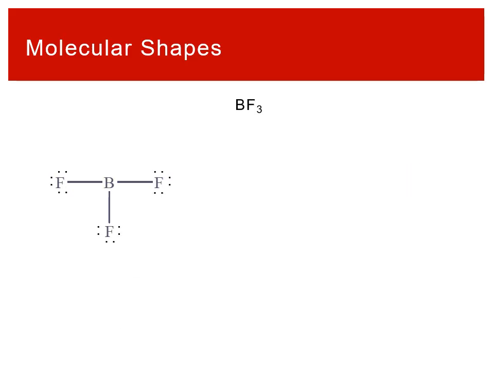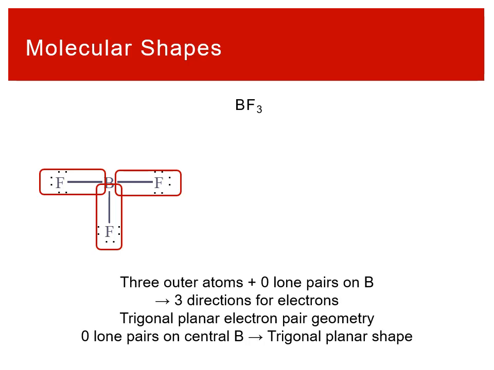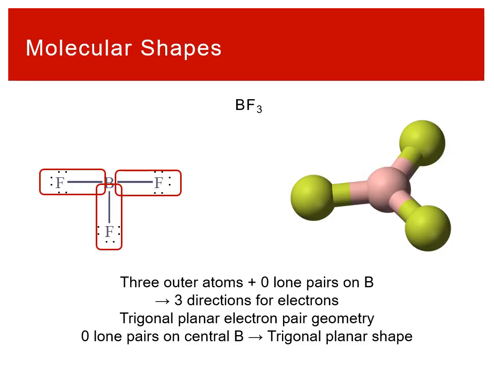Boron trifluoride. That boron only has 6 electrons, expected for boron atoms. But we want to figure out the shape. It's bonded to 3 outer atoms, 0 lone pairs. That's going to be a trigonal planar shape. We know there's 3 directions, and they're going to spread out in those 3 directions. Here is the trigonal planar structure for boron trifluoride.